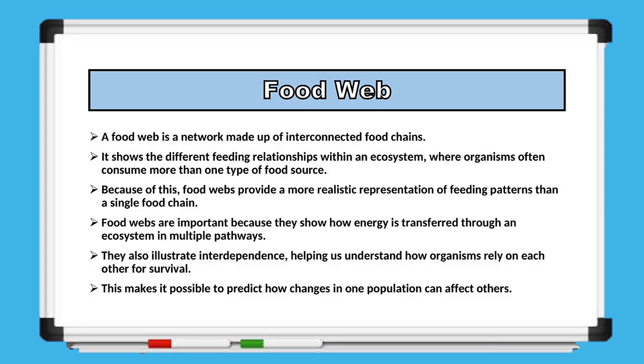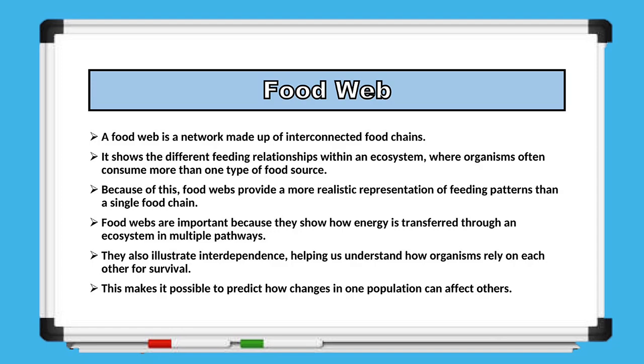Unlike a single food chain, which follows one pathway of energy transfer, a food web shows that most organisms feed on more than one type of organism and may also be eaten by several different predators. Because of this, food webs provide a much more realistic picture of how organisms interact in nature.